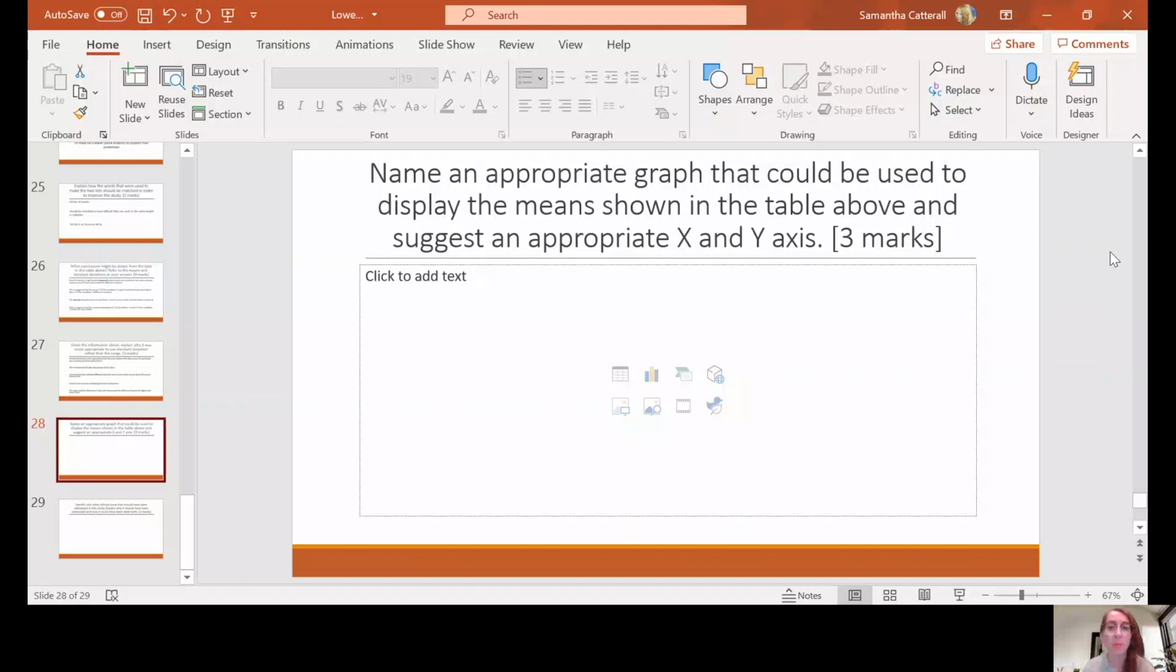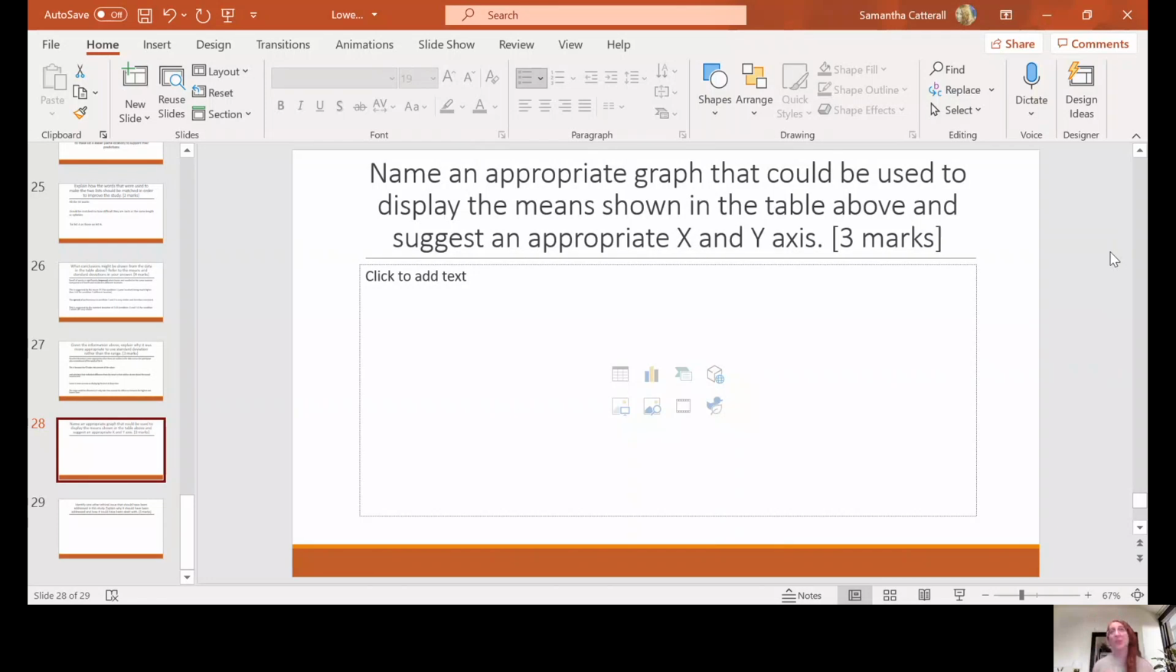So it was asking you to name an appropriate graph that could be used to display the means shown in the table above and suggest an appropriate X and Y axis. So it's the means of the word lists in the same and the different locations. So you've got 19.3 and you've got 14.6, for same and for different.